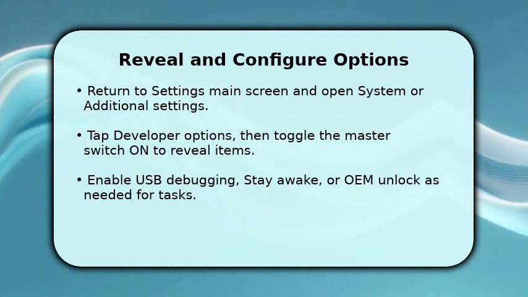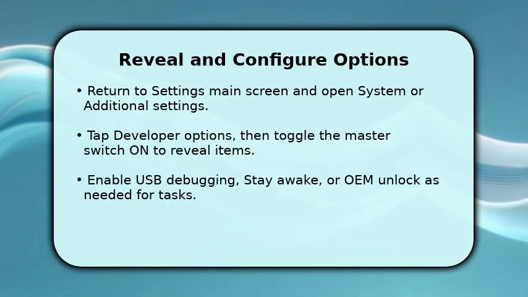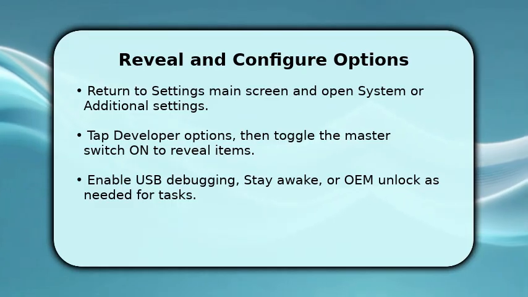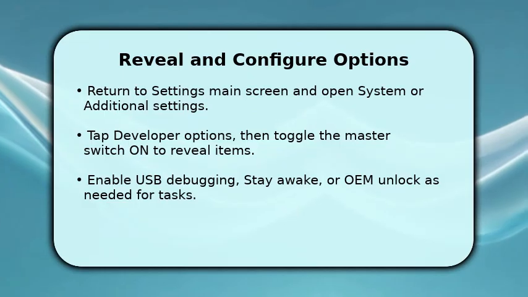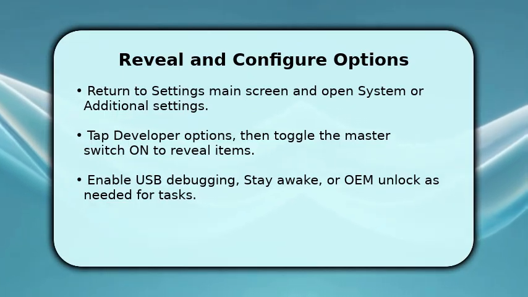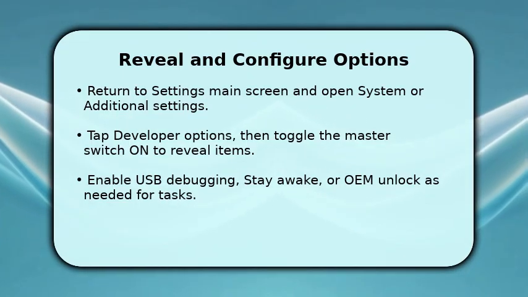Enable USB debugging to allow ADB connections. Stay awake if you need the screen on while charging, and only enable OEM unlock if you plan to flash firmware. Make sure you understand each option. Some change device security, so move deliberately through the list.